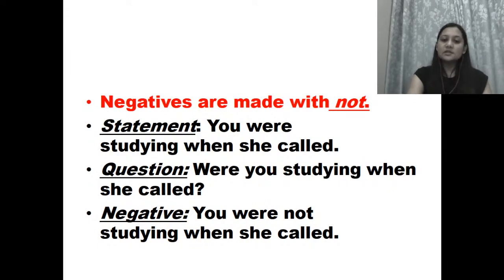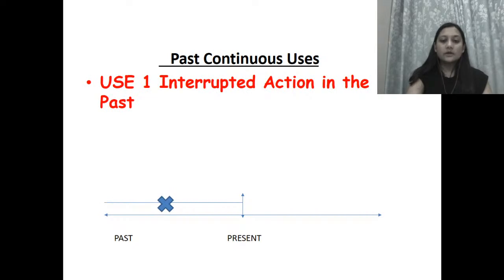If you're making a statement, you will say, you were studying when she called. So you were studying, right? Question: were you studying when she called? Right? You are asking. Negative: you were not studying when she called. Alright. Now, past continuous uses. Interrupted action in the past. So you were doing something and there was some interruption.